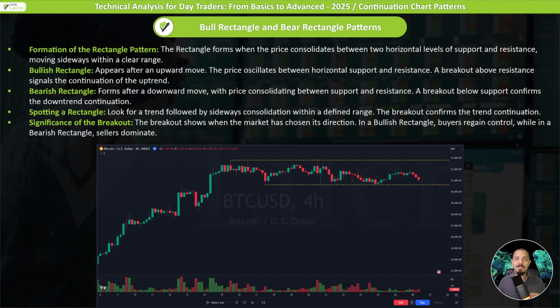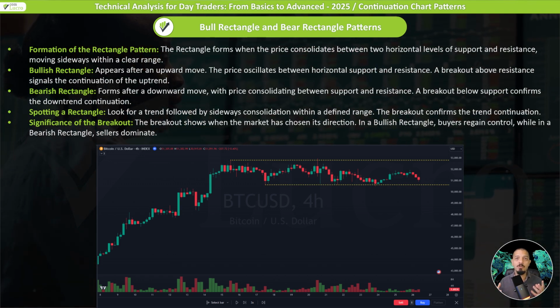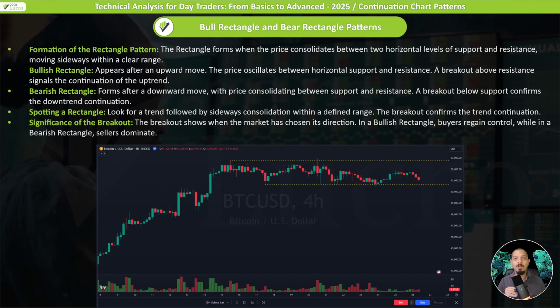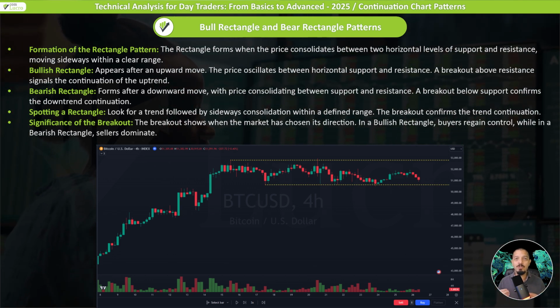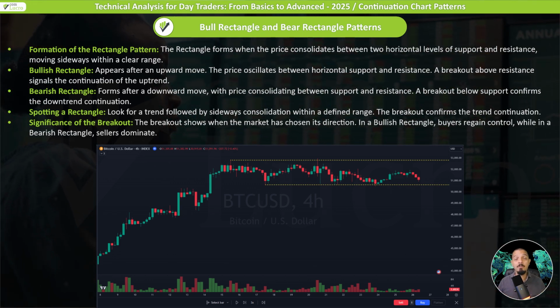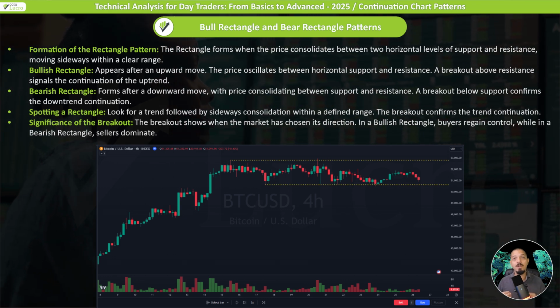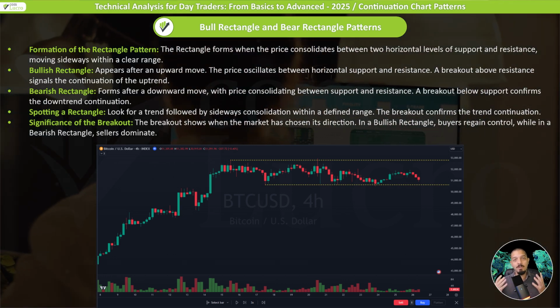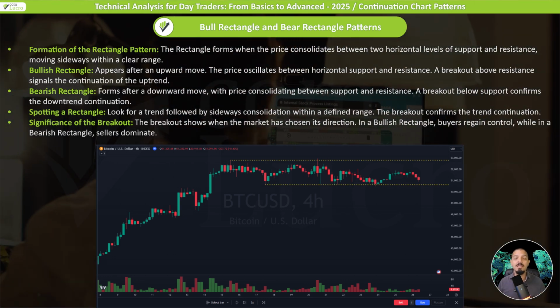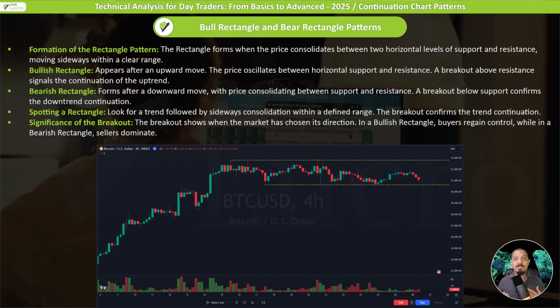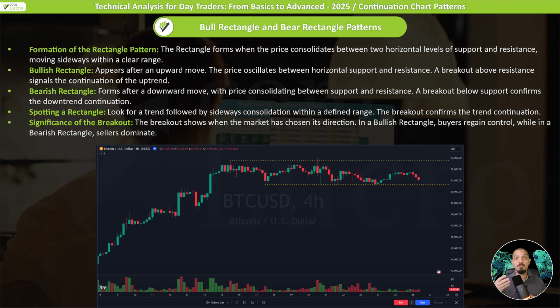It's a straightforward, yet effective pattern that signals the continuation of the existing trend, either bullish or bearish. In a bullish rectangle, the pattern appears after an upward move. The price oscillates between a horizontal resistance at the top and a horizontal support at the bottom, forming a rectangular shape. The breakout above the resistance signals that the uptrend is likely to resume.